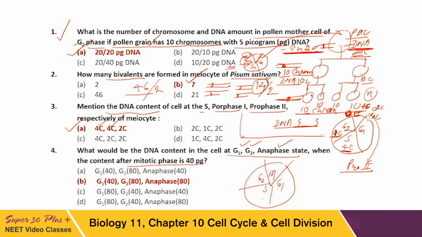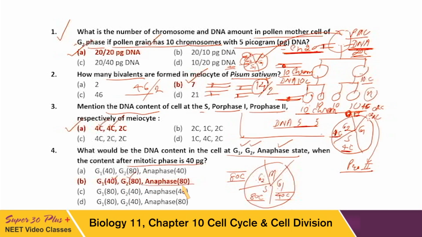You see this question here. Here G1 is 40. If this is having 40C of DNA, then in S that will be 80C of DNA, duplication will be there, and in G2 also there will be 80C of DNA content. Is it right? This part up to here is over. G1 is 40, G2 is 80. What will be there in anaphase?